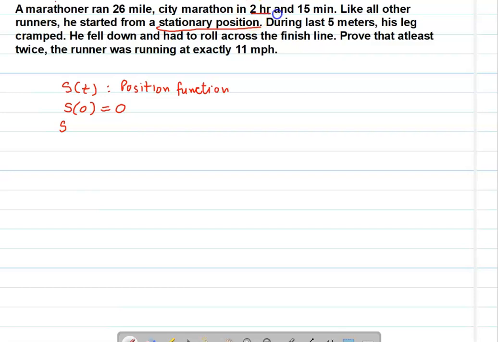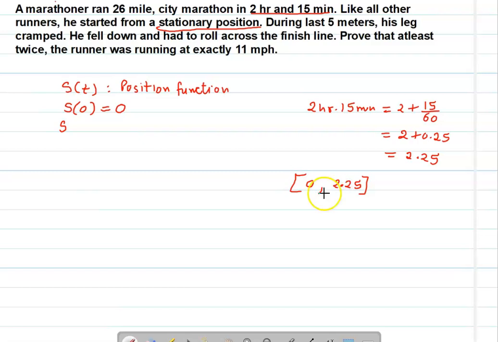First, let us convert this 2 hours and 15 minutes into hours. For that, we divide 15 by 60. We convert these minutes into hours by dividing 15 by 60. That means we have an interval of 0 to 2.25. We need to apply the MVT on this interval. So, after a time of 2.25 hours, he covered a distance of 26 miles.